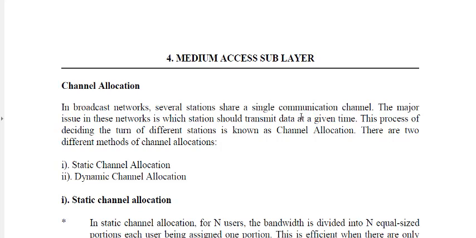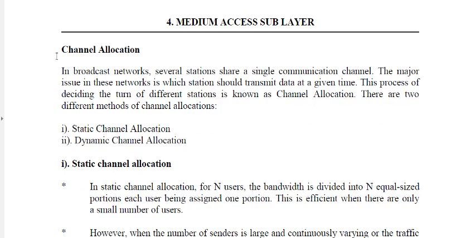Basically, the medium can be a wired medium or a wireless medium. We have certain protocols which we follow when we access this medium. The first thing here is channel allocation. What is meant by channel allocation? Whenever you want to send frames from one system to another system, you need a channel through which you will transmit the frames.